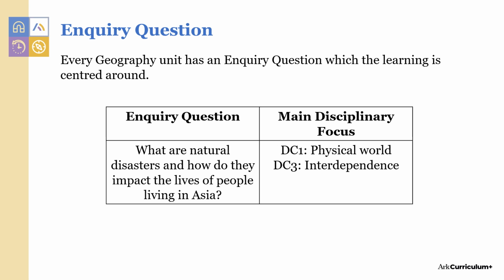Every geography unit has an inquiry question which the learning is centred around. The inquiry question for this unit is: what are natural disasters and how do they impact the lives of people living in Asia? The main disciplinary focus for this unit is DC1, Physical World, and DC3, Independence.